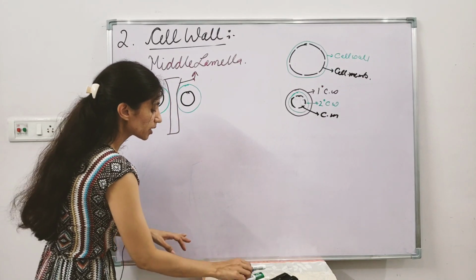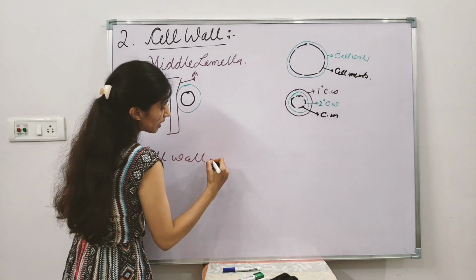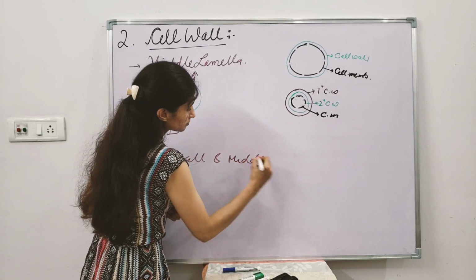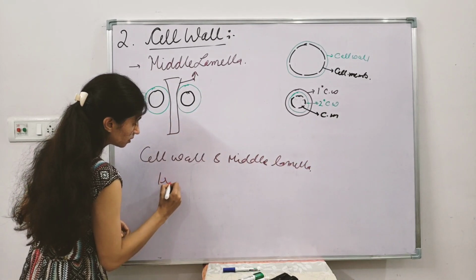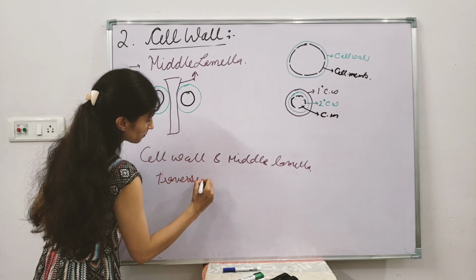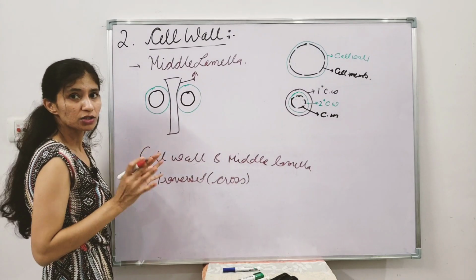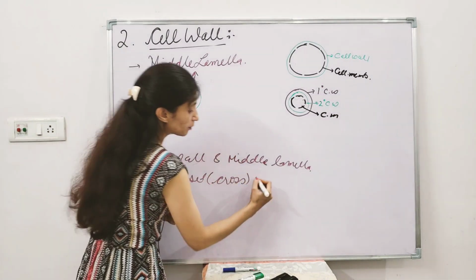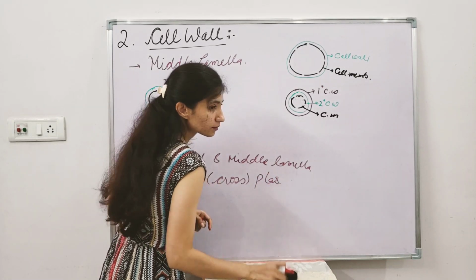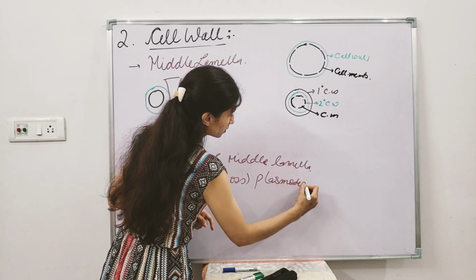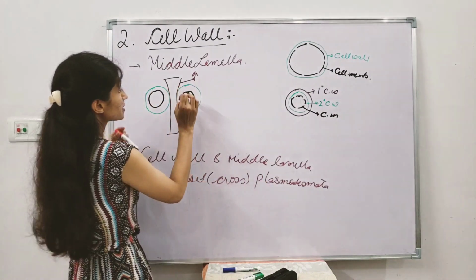Other than that, if you look at the middle lamella, one more thing is there: your cell wall and your middle lamella are actually traversed, which means you can say they cross each other. Okay, they cross each other. How do they cross each other? They cross each other with the help of plasmodesmata.